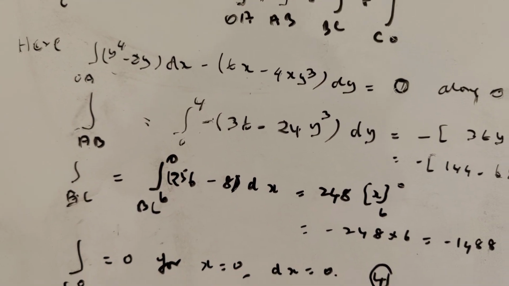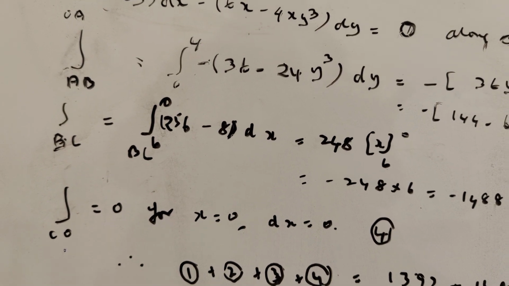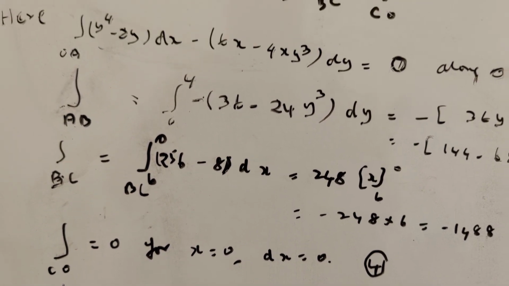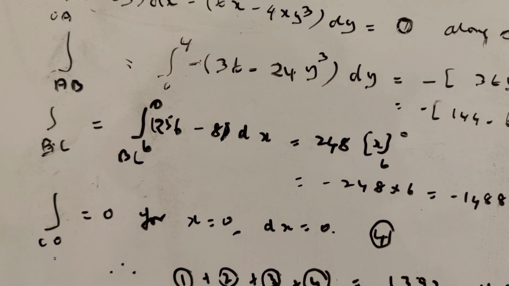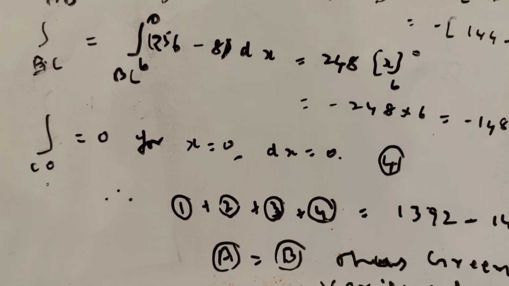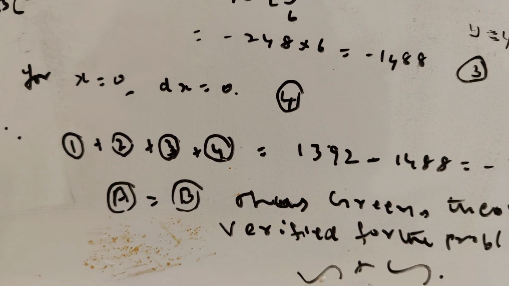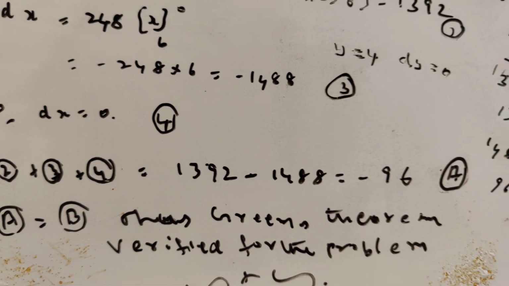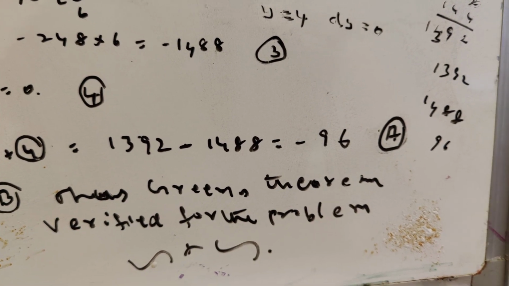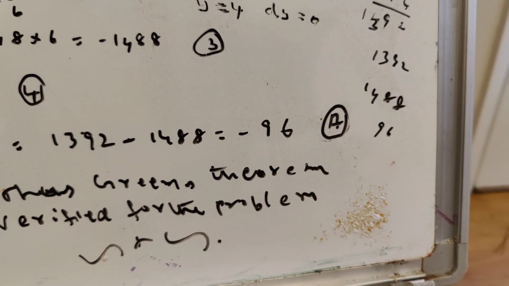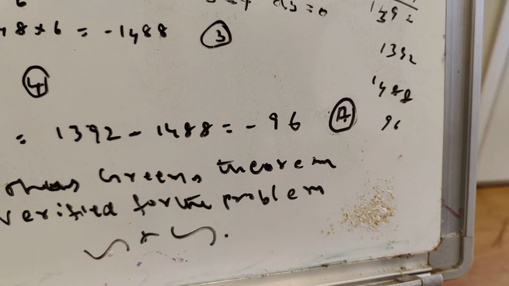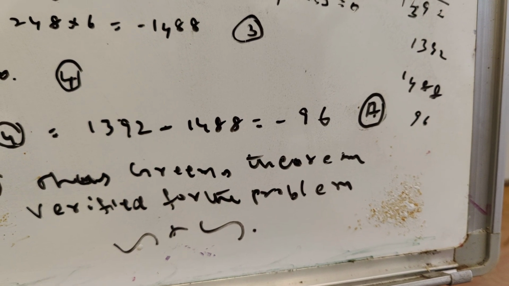Now let us add: integral on OA plus integral on AB plus integral on BC plus integral on CO. That is 1 plus 2 plus 3 plus 4. This is 1392 minus 1488, which is equal to minus 96. Call this as A.